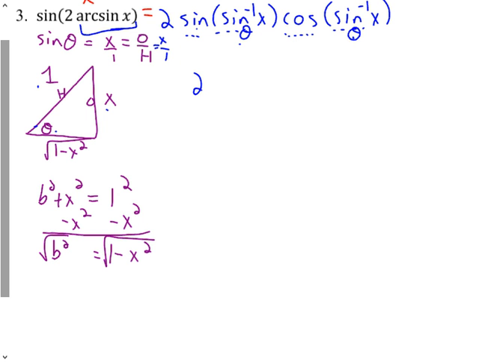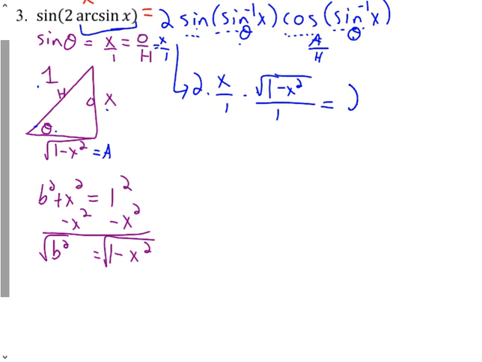So now I'm bringing these down. I get 2 times x over 1. And then cosine of that same angle, and again, cosine is adjacent over hypotenuse, gives me square root of 1 minus x squared over 1. And then putting it together, we get 2x times the square root of 1 minus x squared. And now that is an algebraic expression.